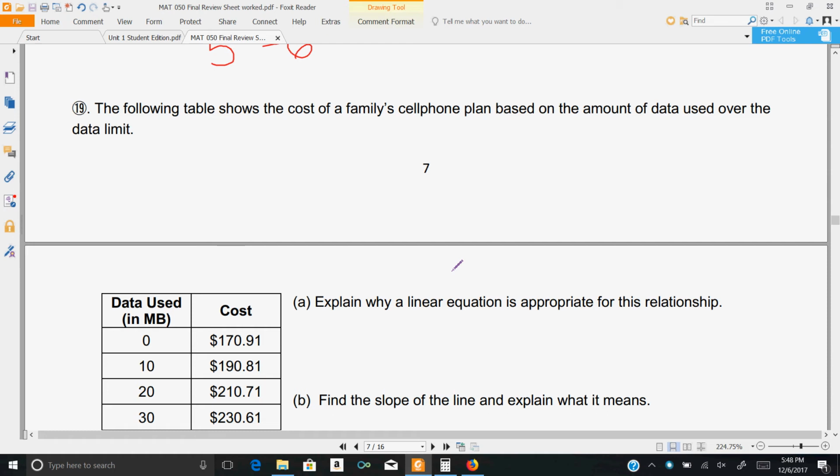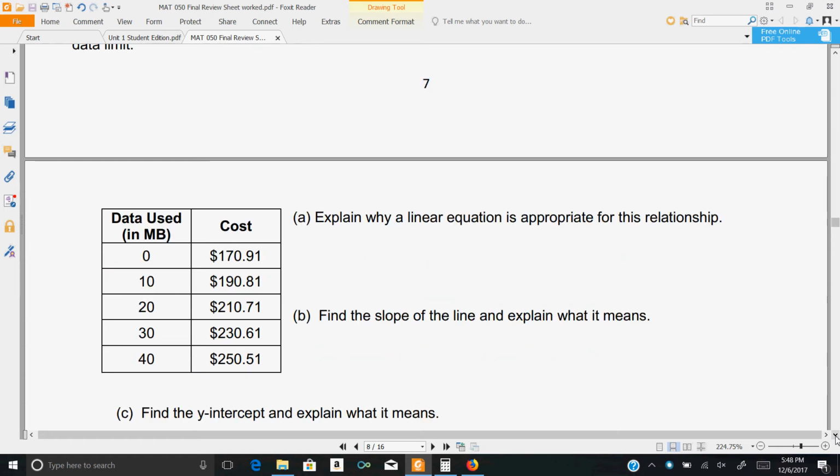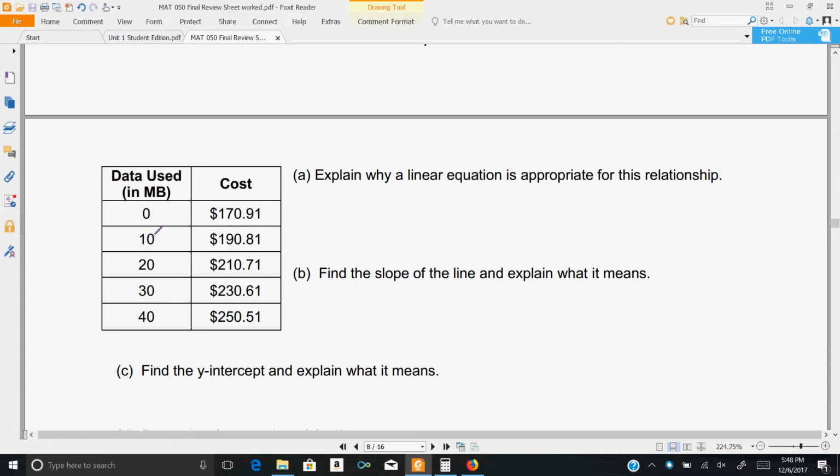So 19: the following table shows the cost of a family's cell phone plan based on the amount of data used over the data limit. So the amount that they go over the limit is the cost. If I look at the table, first of all, they didn't use 0 megabytes of data. They used exactly their limit here at the cost of $170.91. That means they used exactly their limit. This one means they went to their limit and then went 10 megabytes over their limit.